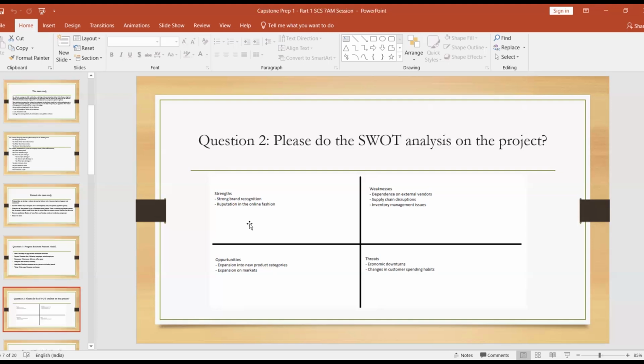In a similar way, you have to prepare the SWOT analysis for your particular project. Write what exactly SWOT is initially, and then go with the case study given to you. Write the strengths, weaknesses, opportunities, and threats according to your case study, whichever case study is given to you.